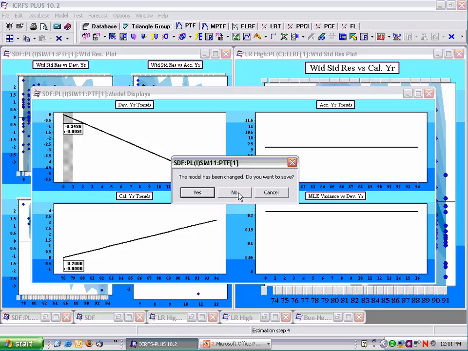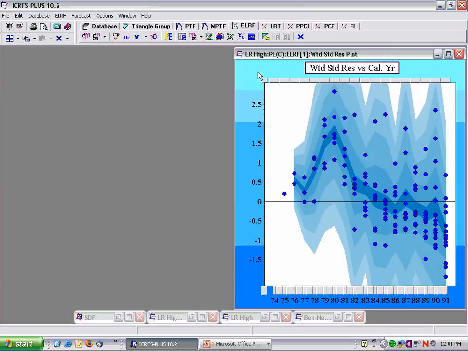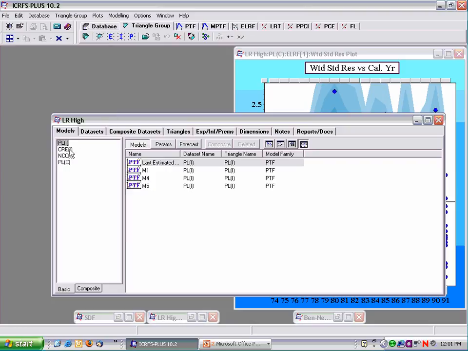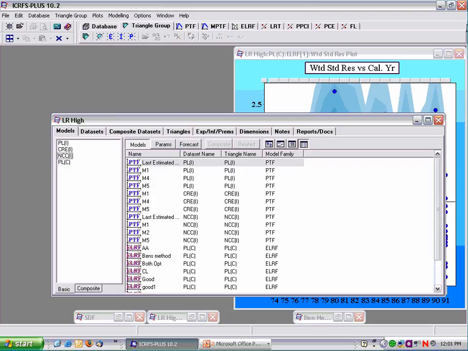If I now go back to this cumulative triangle, or this particular portfolio, we do have models for the paid losses, case reserve estimates, and the number of claims closed. Now let's run these models. I've got a model for the paid losses, a model for the case reserve estimates, and a model for the number of claims closed.